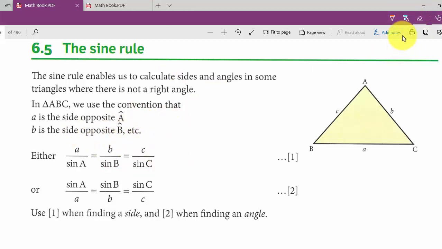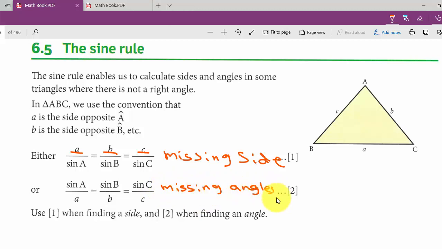When we have missing sides, as you see, we will use this one for missing sides. Why? Because the sides are on the top. And when we have missing angles, we're going to use this. We use this to find missing angles. As you see, the sine of the angle is on the top.